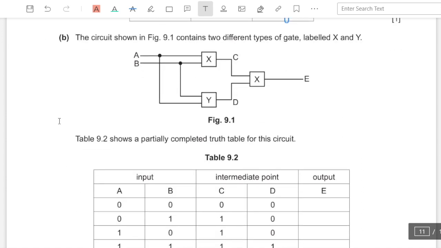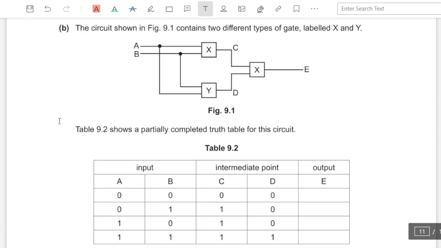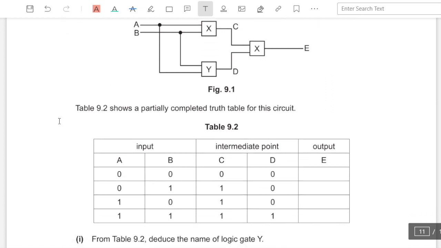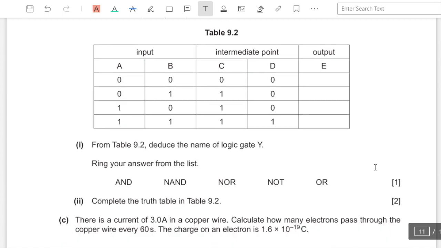B. The circuit shown in figure 9.1 contains two different types of gate labeled X and Y. Table 9.2 shows a partially completed truth table for this circuit. 1 from table 9.2 deduce the name of the logic gate Y.